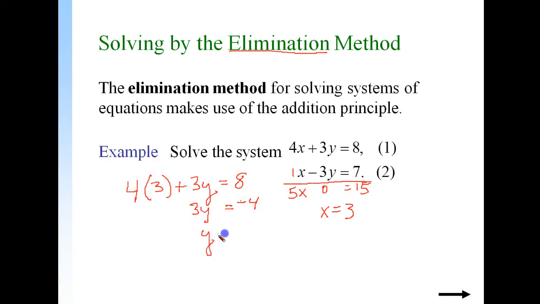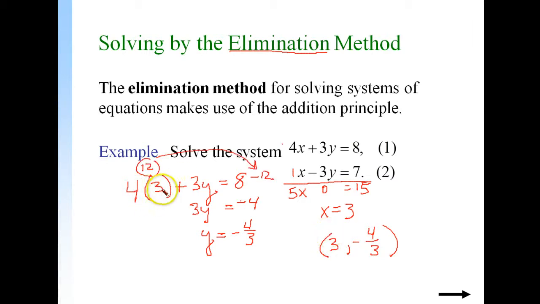Going to divide both sides by 3. So I get a fraction, 4/3. So I have my ordered pair as x, and my y is a negative 4/3. Well, let's put a 3 there instead of the x. My x is 3.